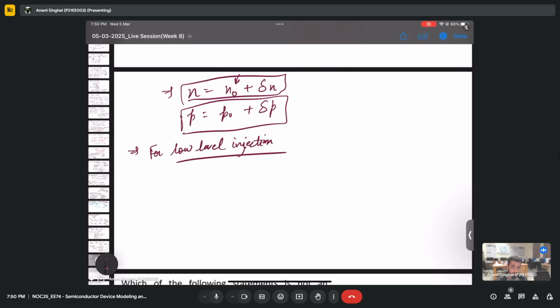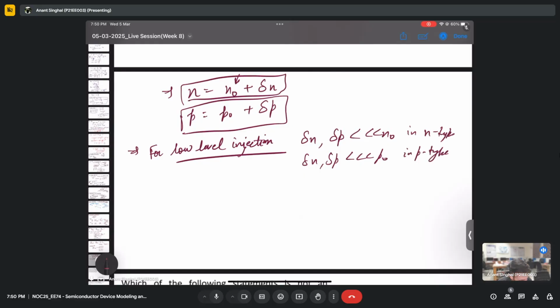So we are injecting very few carriers. The amount of carriers is very low. So what that means is delta n or delta p is very, very much less than the equilibrium state. Similarly, delta n or delta p will be very much less than the equilibrium p naught. So this is for n type, this is for p type.